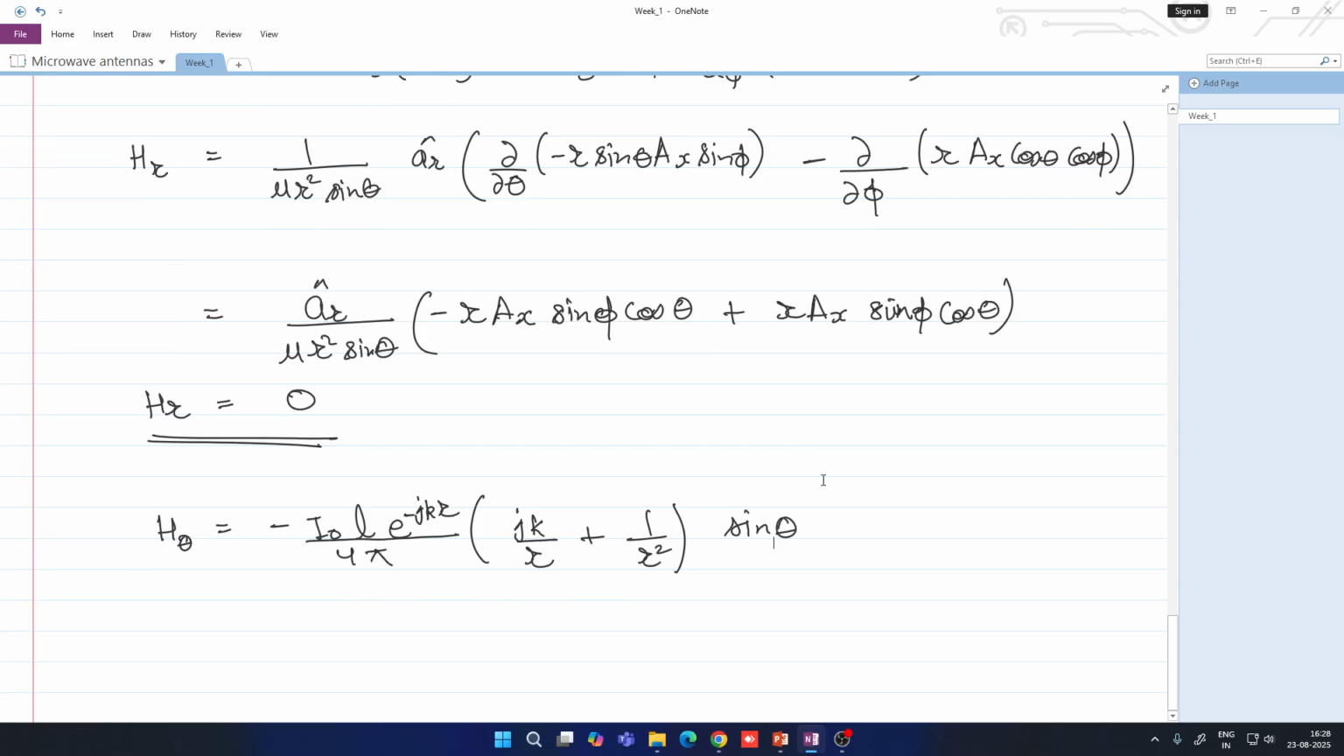So I think up to this it is clear, right? If you have any doubt, please ask me. Now similarly we can calculate H phi, which comes out to be minus I naught L e to the power minus j k r divided by 4 pi into (j k by r plus 1 by r square) cos theta cos phi.